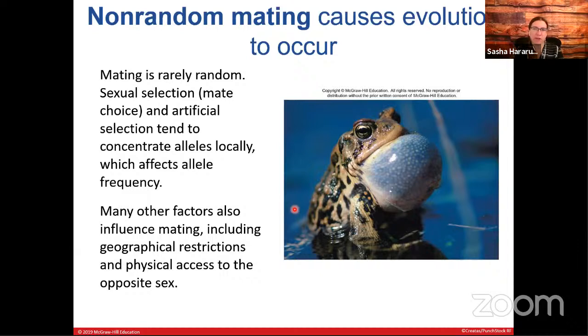And there are other individuals within other species that have various strategies like this. It's a toad. So the male toads sing to attract the willing female. The example I gave a couple of slides ago was with weaver bird. The male weaver bird builds nests in order to attract female. So mating is not random. That's the bottom line.